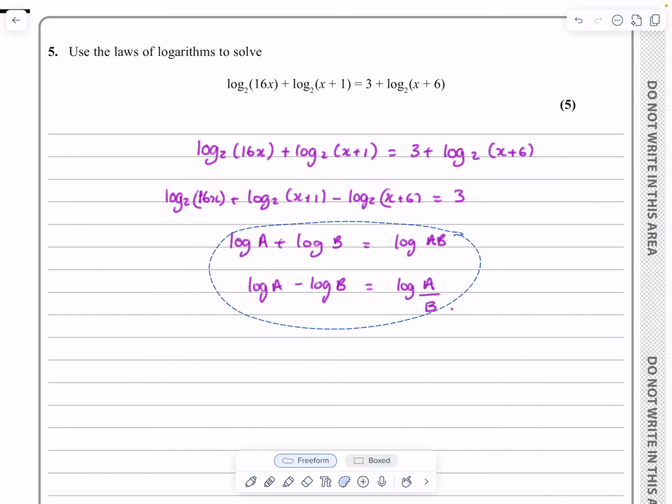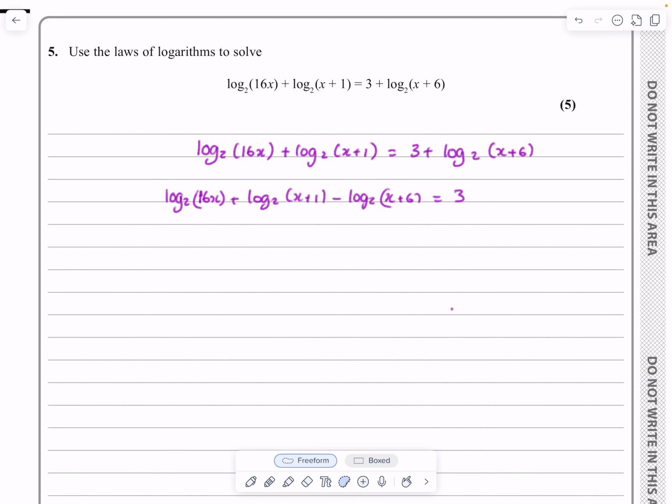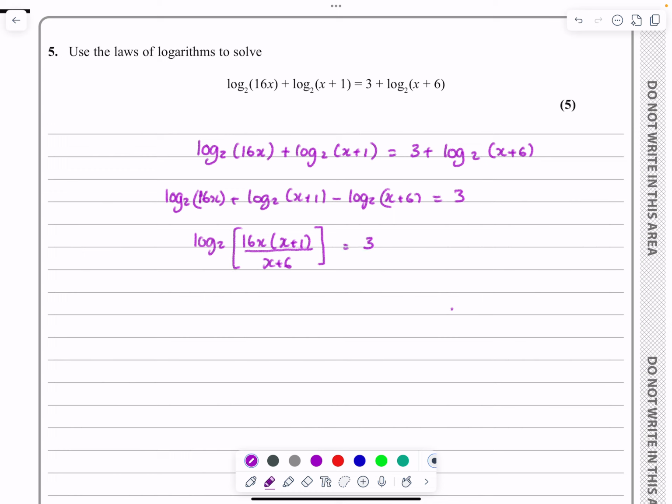If I use those, then I get log to the base 2 of 16x multiplied by x plus 1, that's combining those two. And then if we're subtracting the log of x plus 6, I can have it all divided by x plus 6. So that is equal to 3.